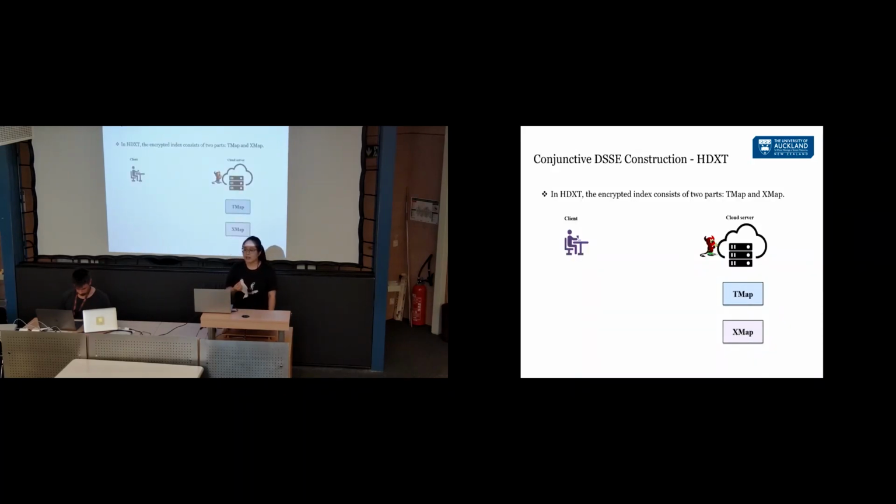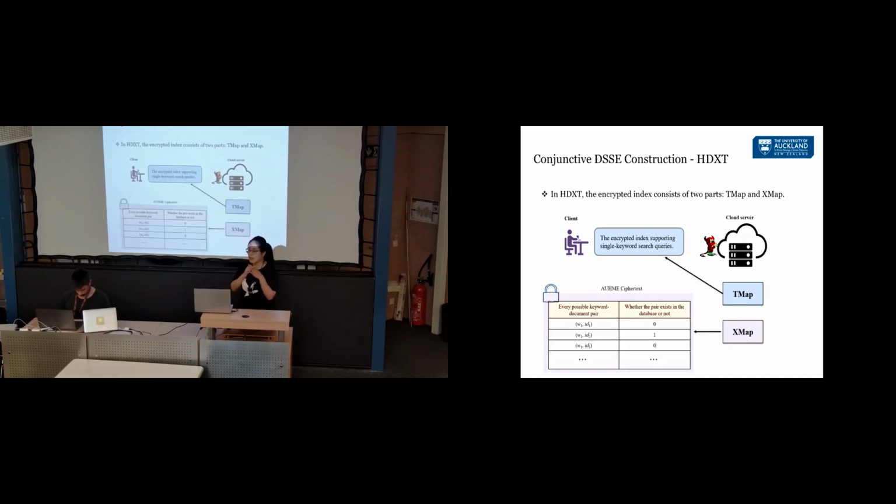In our conjunctive DSSE construction, the encrypted index consists of a T-map and an X-map. T-map is an index supporting single keyword search queries, which can be instantiated with a single keyword DSSE.